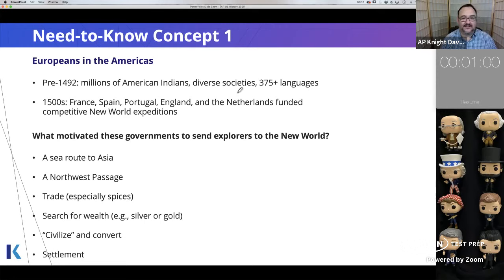Civilize and convert, that's going to be Spain. That was one of their big things: we're going to civilize everybody, we're going to convert them to Catholicism. So if you ever see "civilize and convert," you know immediately that they're talking about Spain. And then some of them were just people who wanted to go live there. That's going to be the ones who came over for a permanent thing, escaping prejudice or persecution or whatever.